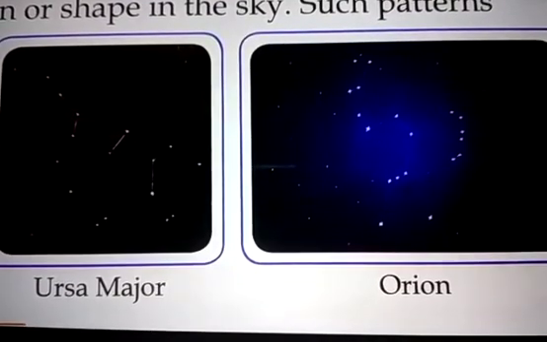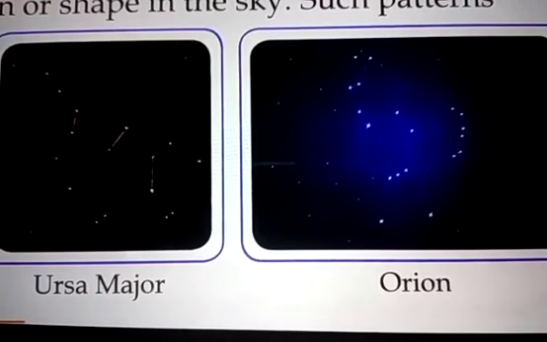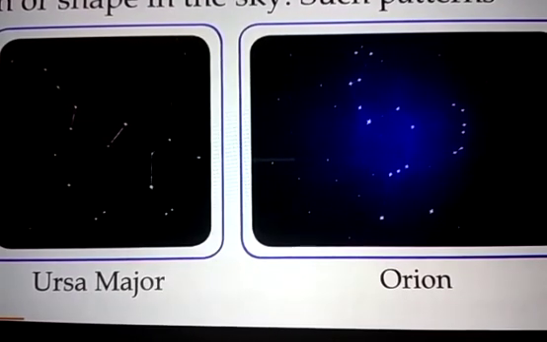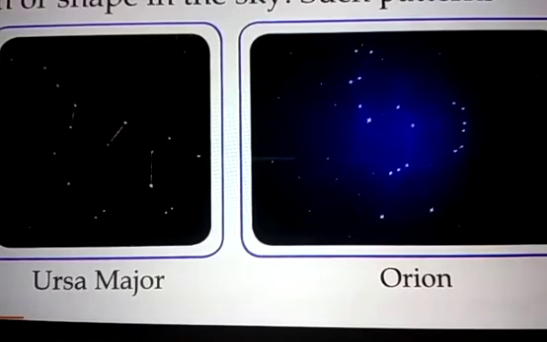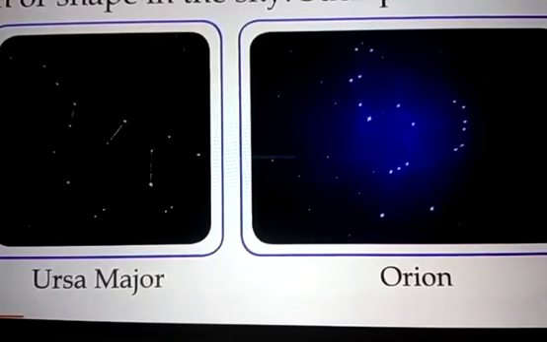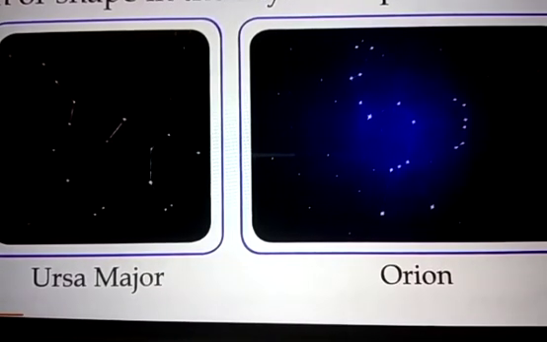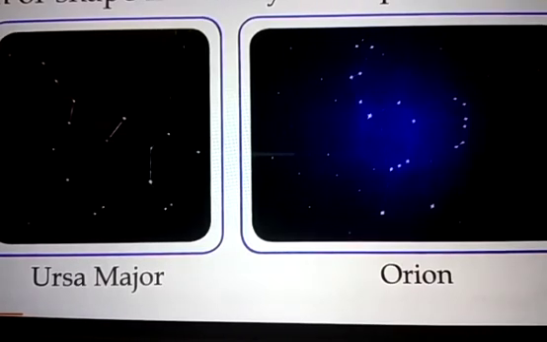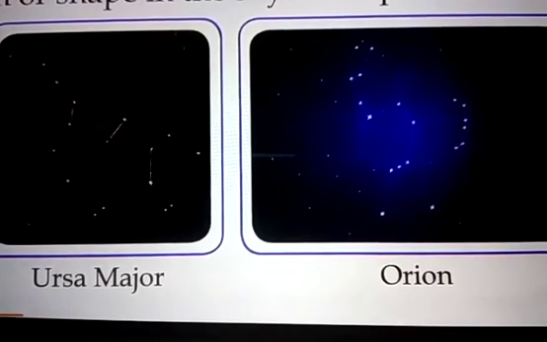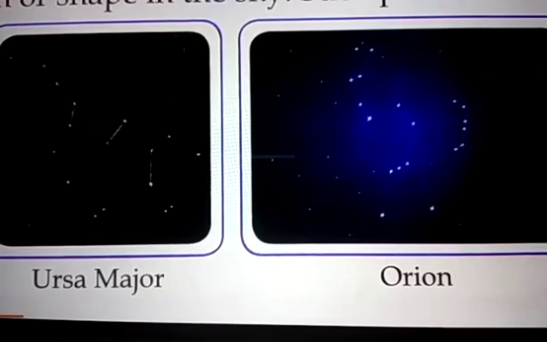Stars. Stars are huge heavenly bodies that have a light of their own. Stars are very far away from us, so they look like tiny twinkling dots in the sky. Some groups of stars form a pattern or shape in the sky. Such patterns formed by a group of stars are called constellations.